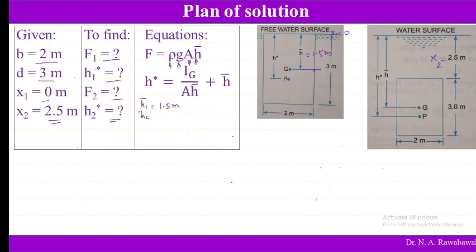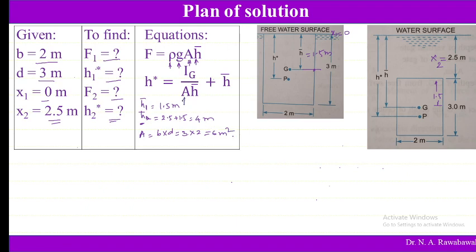Then h2 bar. In the second case, the distance of the center of gravity is 2.5 plus 1.5, which is 4 meter. So h2 bar in the second case is 4 meters. So we have two cases. For the first case we call it h1, for the second case we call it h2. Then the area of the rectangle A is equal to B into D, that is, breadth 3 meter by 2 meter. So 6 meter square is the area.